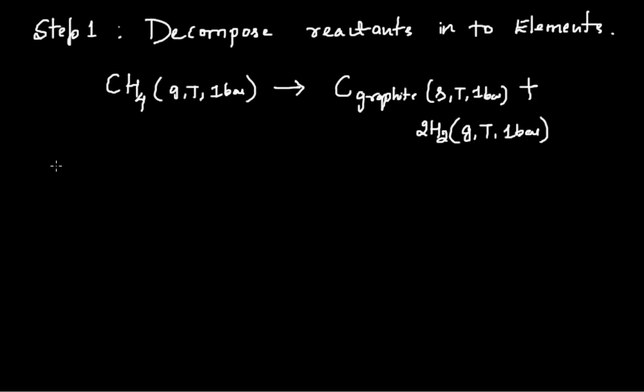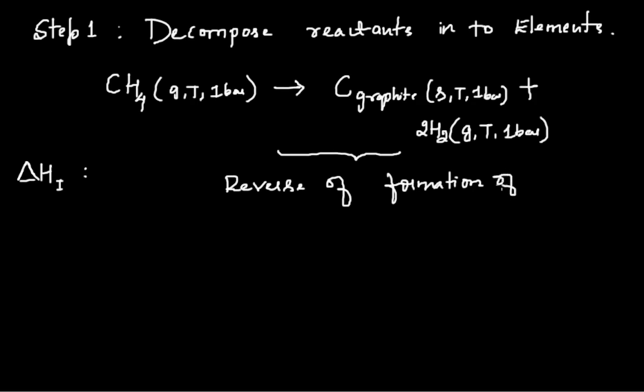Now, if I call this delta H1, this is the reverse of the formation of methane, and therefore the enthalpy change for this will be equal to minus delta H formation, at the standard state of 1 bar, of CH4 gas. This is what we do.